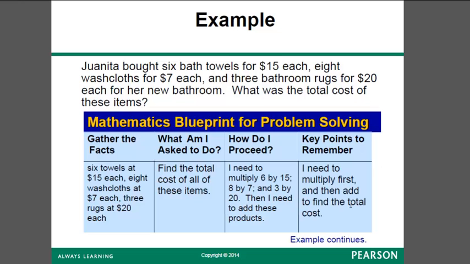Key points to remember: I need to multiply first and then add. I can't add up my 15, 7, and 20 and then multiply it by the 6, 8, and 3, because the 6 is for the $15 each, and then the $7 each is for the 8 washcloths. So you have to keep those things separate.